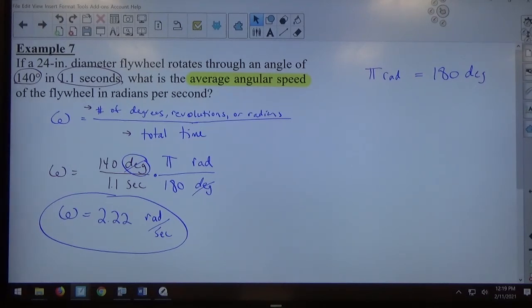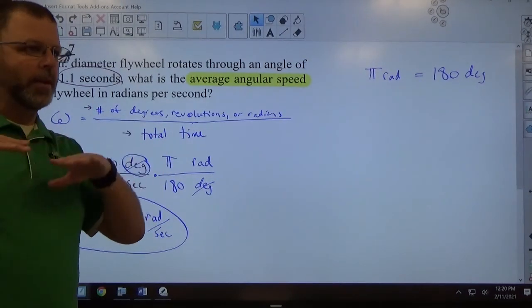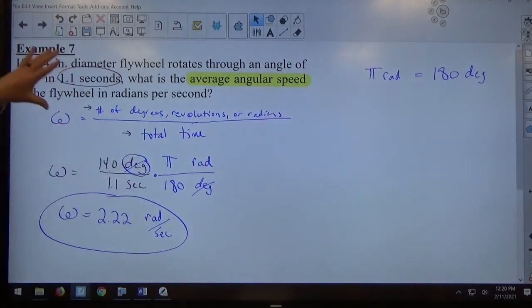So again, the diameter does not come into play in this problem because it's not asking how fast, like if there was some sort of a tire or something on a vehicle making it go. The diameter would matter there. All we're looking for is how quickly this wheel's spinning around. And 2.22 radians per second is the answer.